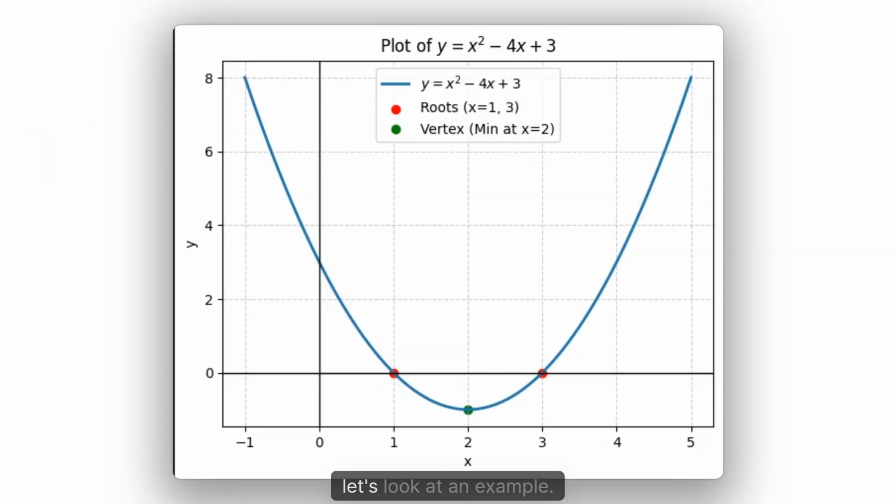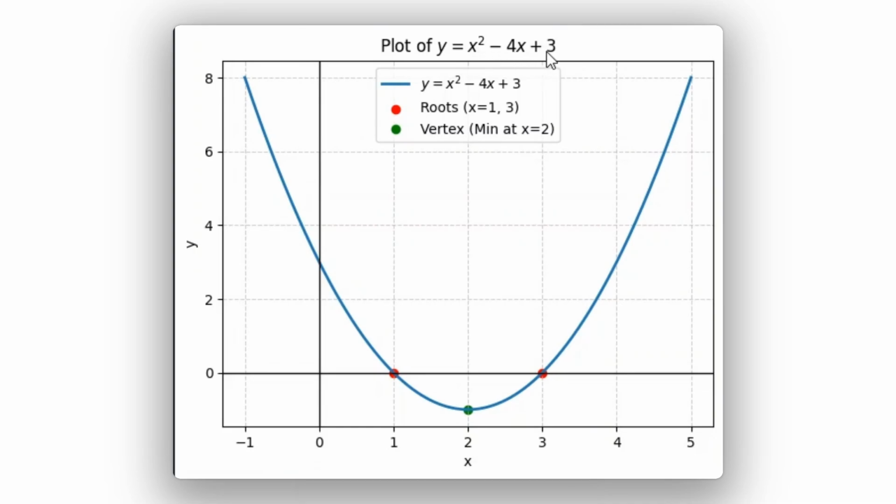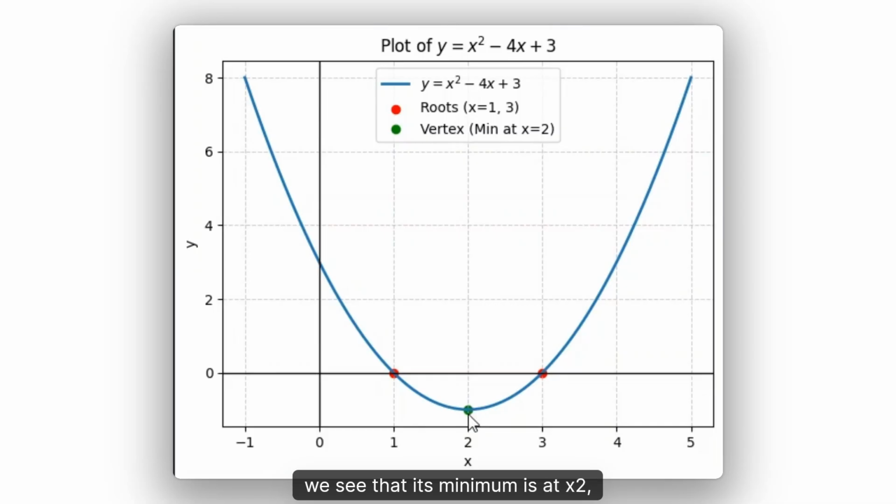So to motivate this, let's look at an example. Here's a single variable function, and it represents a loss that we want to minimize. So y equals x squared minus 4x plus 3. If we look at this function, we see that its minimum is at x equals 2, which is indicated by the green vertex. And at that value, y is -1. So what we want to do is start at an arbitrary point, let's say x equals 0, and apply gradient descent repeatedly until we find the minimum value.